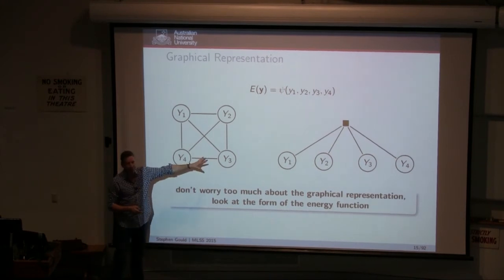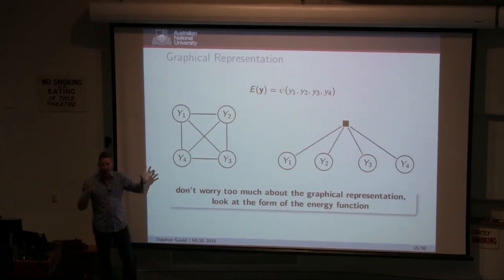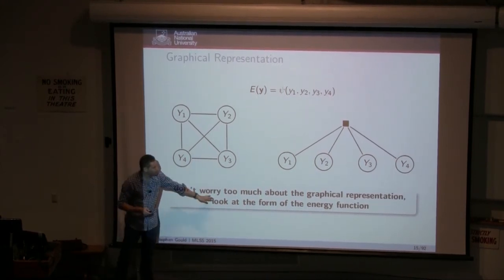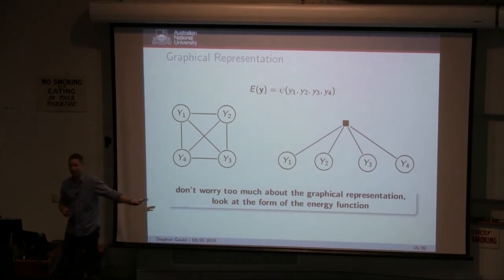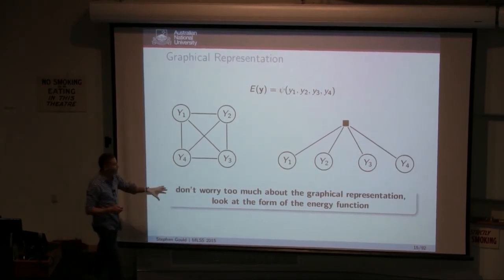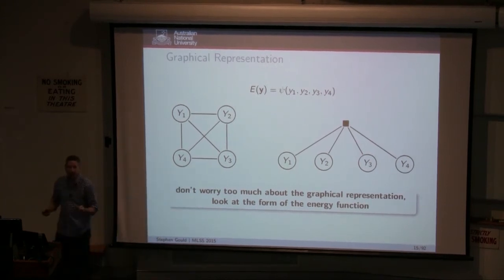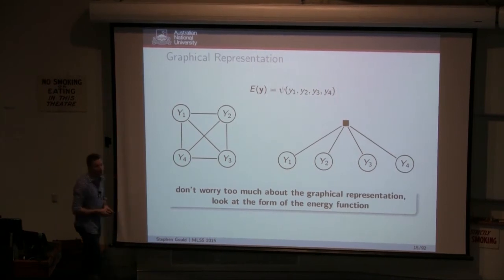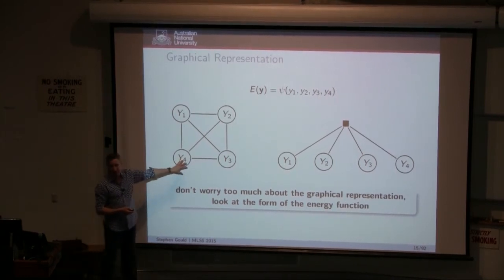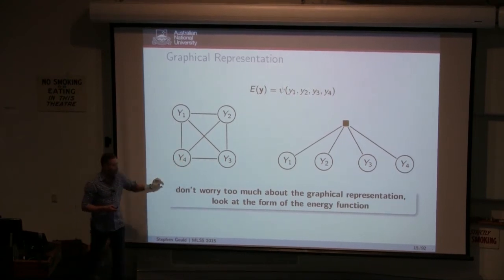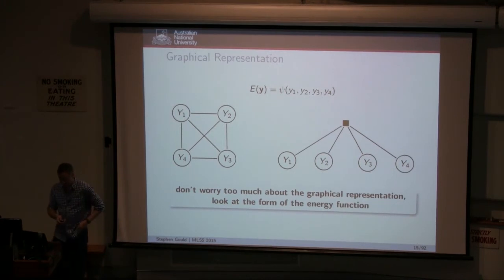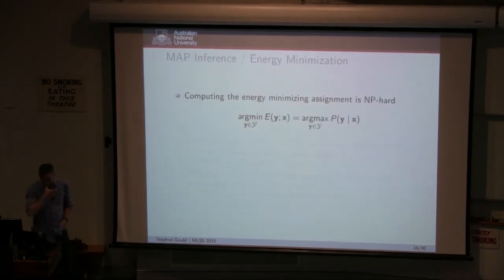For me, the graphical representation is sort of nice. It gives you a feel for what's going on. But it's much more important to look at the form of your energy function, right? The structure of your energy function and looking at the various terms in your energy function allows you to develop algorithms that exploit a lot more of the structure than just looking at these graphical representations, okay? So don't get too bogged down in the graphical representations. Look at the structure of the energy function itself.